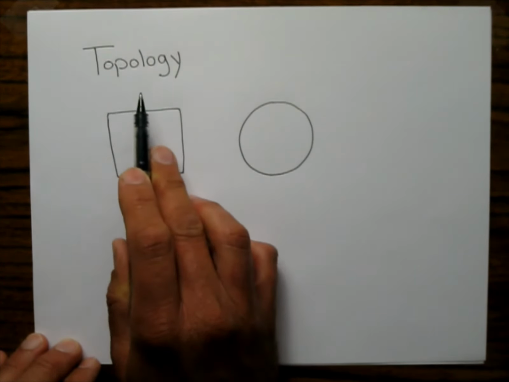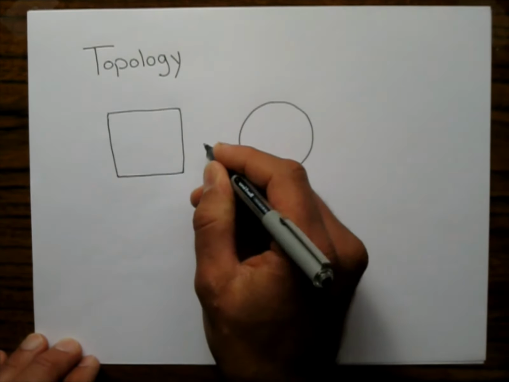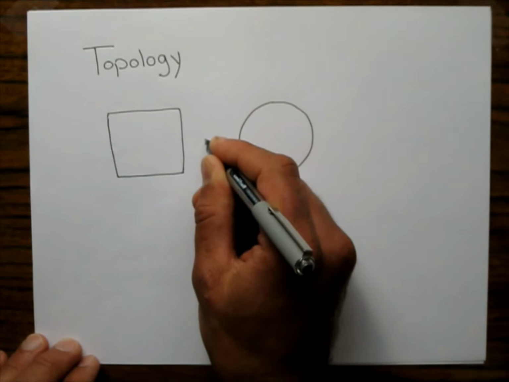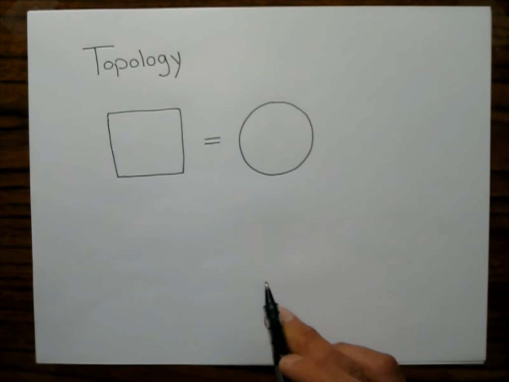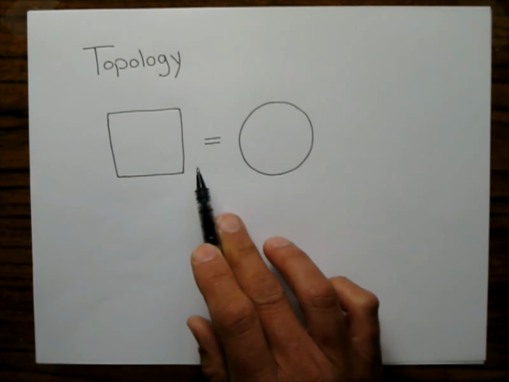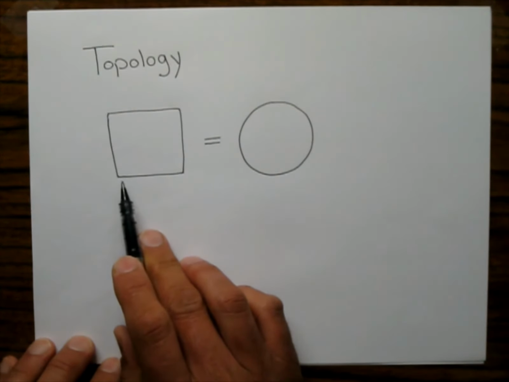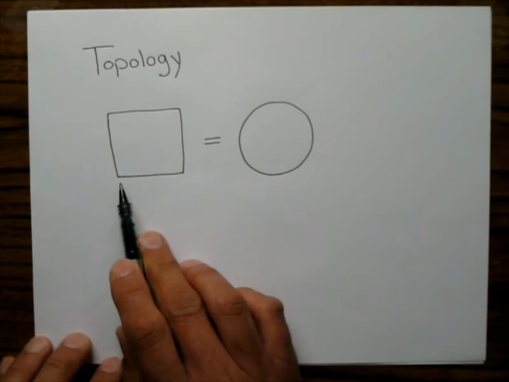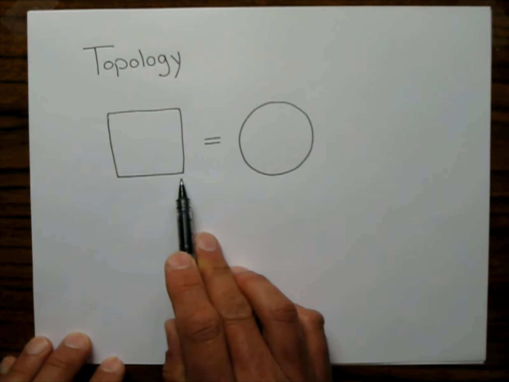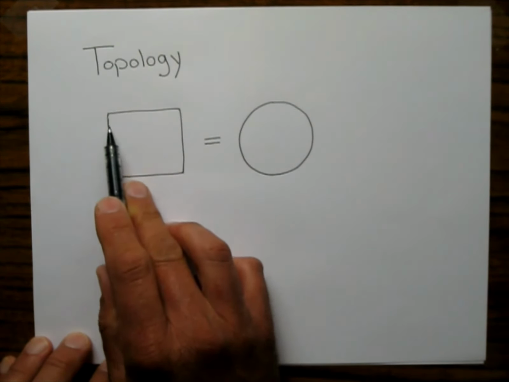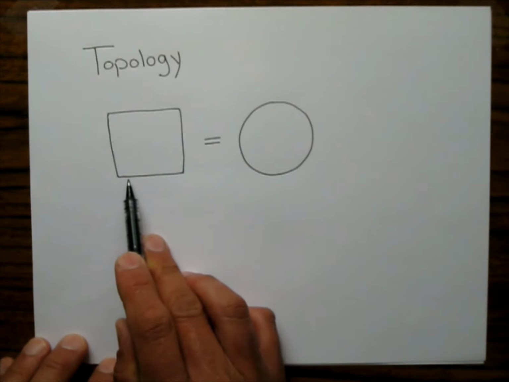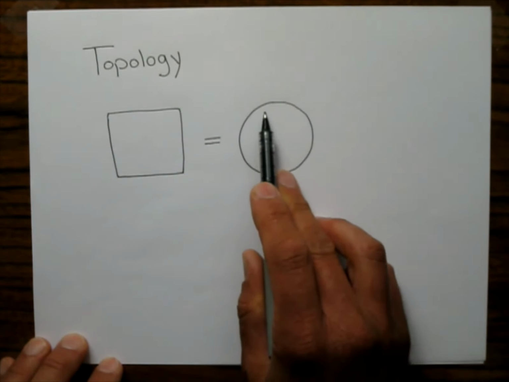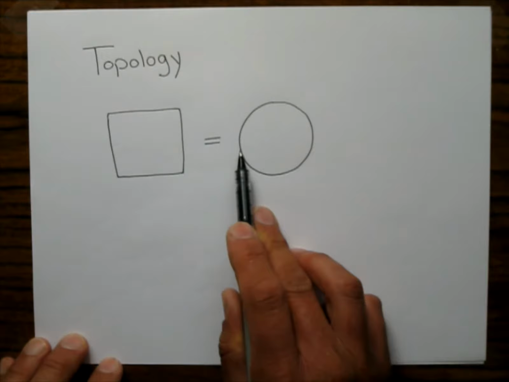But in topology, the square equals the circle. So what is that all about? Well, a topologist, that's somebody who studies topology, will look at this square as, think of this as a loop of string. So that loop of string can be stretched or rearranged so it becomes a circle.